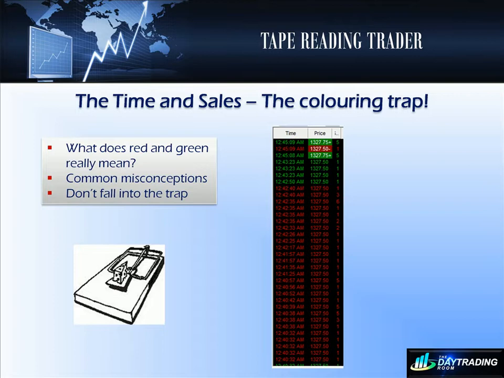Again, we'll go into a lot more depth on that with some specific tape patterns, but I just really want to mention that you shouldn't fall into the trap of thinking green is buy, red is sell, because it's not the case. A trade has occurred. The buyer is more aggressive when it's green, the seller is more aggressive when it's red.